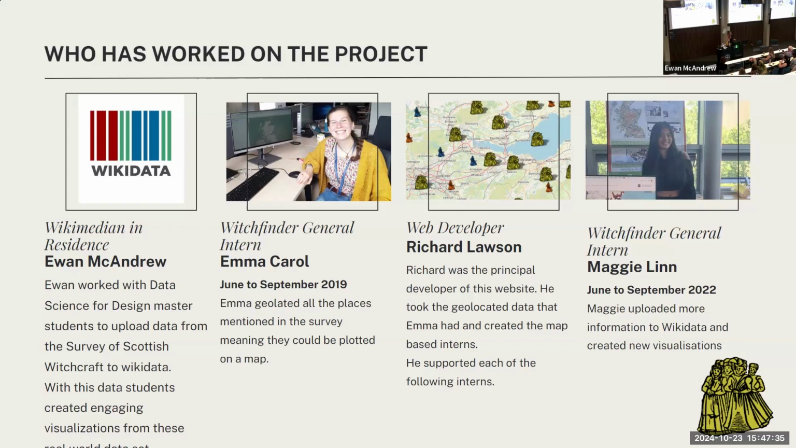This wasn't a simple process because since the time period of the Scottish witch trials, lots of the place names have changed. So it wasn't just taking the location and finding it. She had to search through historical records, maps, and gazettes to try to find information about these locations. Once she had, she uploaded them onto Wikidata, which meant that we had the coordinates for these locations, and then they could be plotted on a map.